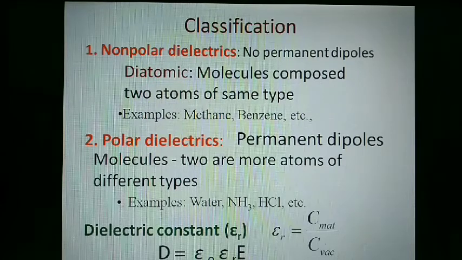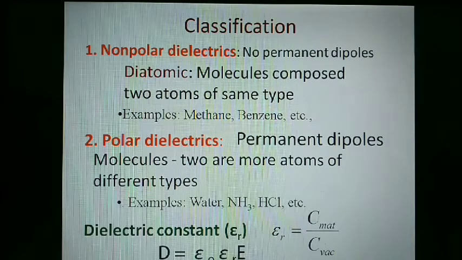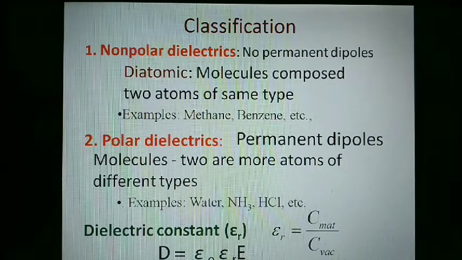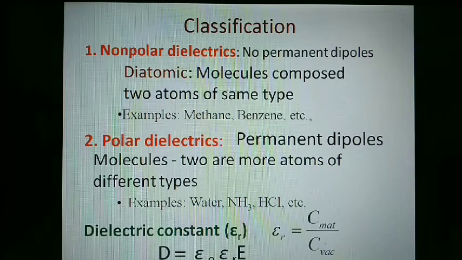For example, if C vacuum is 1 microfarad, for the same capacitor having that 1 microfarad of capacitance, it is possible to have the capacitance equal to 100 microfarad by inserting a dielectric material of dielectric constant equal to 100, so that the capacitance will be enhanced by 100 times the capacitance of the capacitor without the dielectric material.